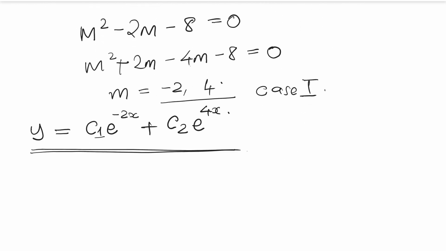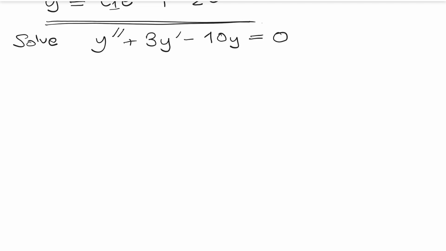Again, moving on to the next example. It says solve y double dash plus 3y dash minus 10y is equal to 0. Again, for this question we have initial conditions where we'll have to solve for c1 and c2.